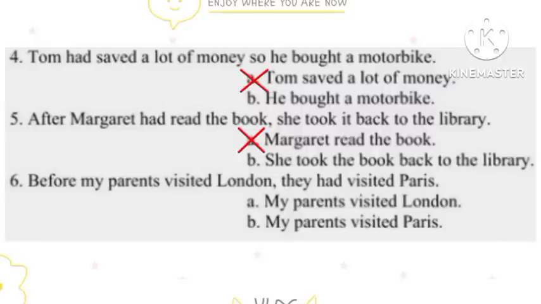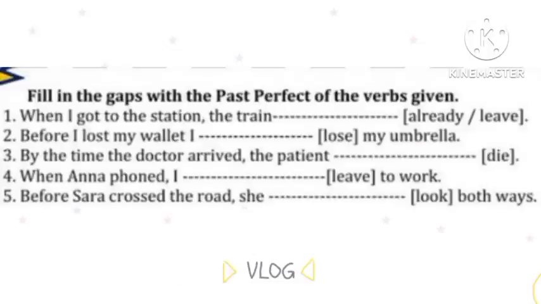Number 5, Margaret read the book. Ya, that first happened. Kejadian pertama, Margaret membaca buku, lalu setelah itu dia mengembalikannya ke library. And then, number 6, my parents visited Paris. Ya, orang tua saya telah mengunjungi Paris, lalu kemudian mengunjungi London.